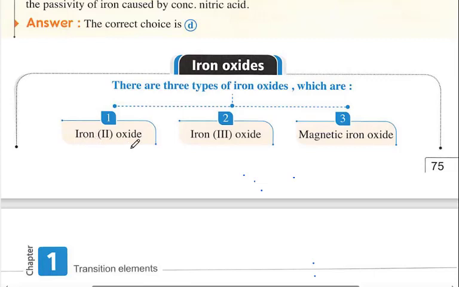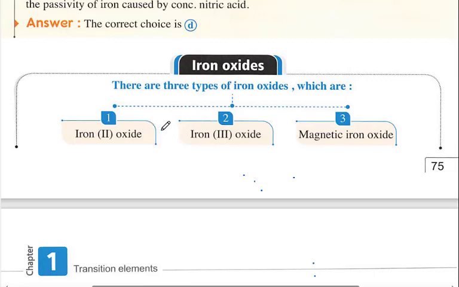The color of iron 2 oxide is black, magnetic iron oxide is black, iron 3 oxide is red. So what is the higher oxide of them all is iron 3 oxide. This is the higher oxide. So iron 2 oxide can be oxidized into iron 3 oxide. Magnetic iron oxide can be oxidized into iron 3 oxide. Iron 3 oxide can be reduced into magnetic iron oxide or iron 2 oxide.